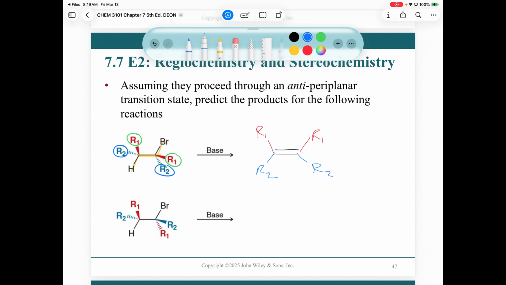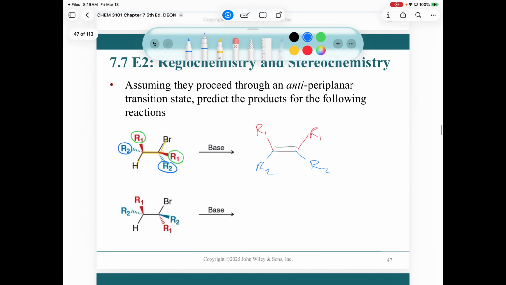But sometimes people are like, I'm not sure, I think I need to draw a Newman projection first, and so that's what I like to do. If you're like, what do you mean by draw a Newman projection? I'll show you.